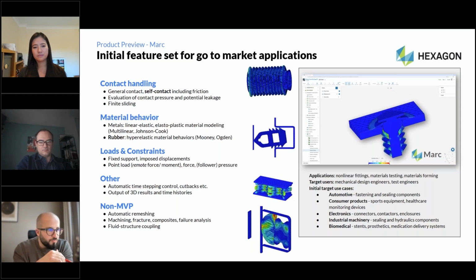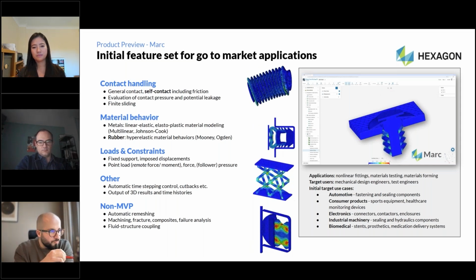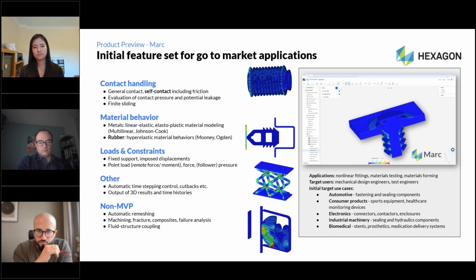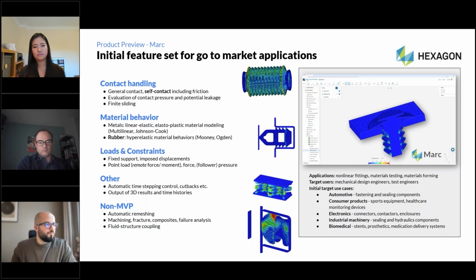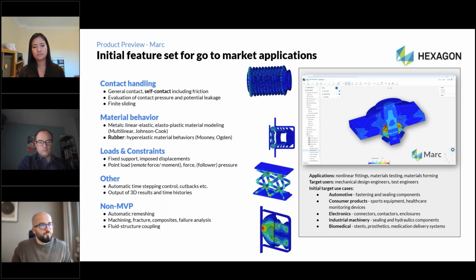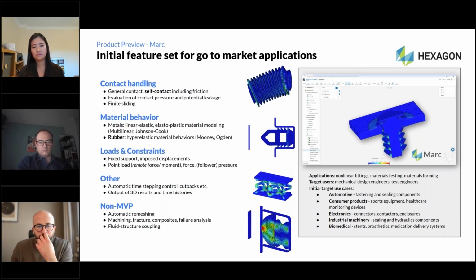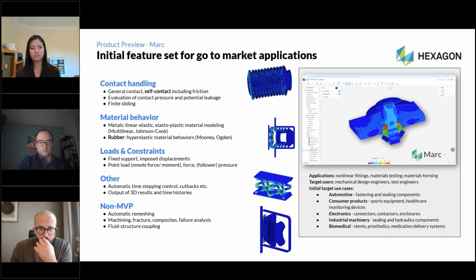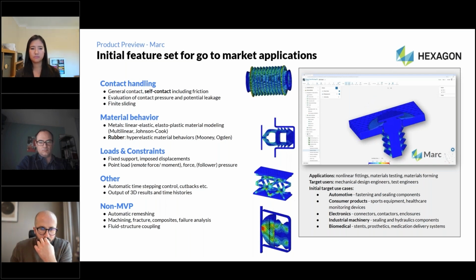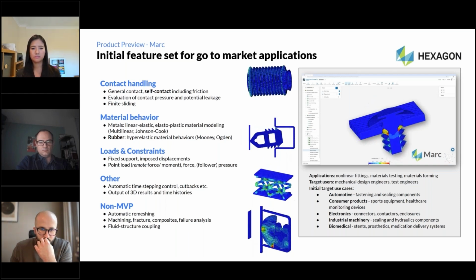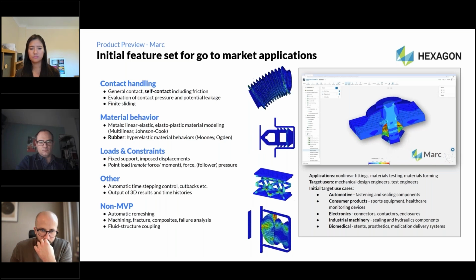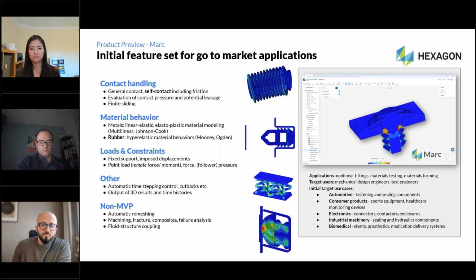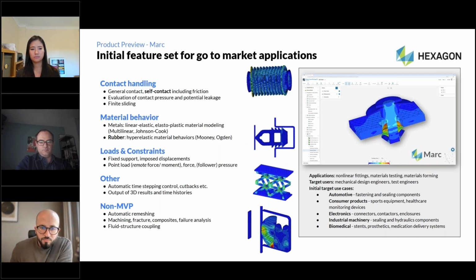And for this, we'll have initially the robust contact handling, obviously available from Marc, that can evaluate contact pressure, large sliding, large deformation, friction, obviously, and self-contact. Self-contact is a critical feature when you have rubber components with very large deformation. Obviously, the material behaviors are the initial ones that we also provide today, elastoplastic and hyperelastic materials, and the loads as well as the constraints, the standard ones that are available. We'll have automatic time stepping, cutbacks, and the 3D output of the results, as you can see here.